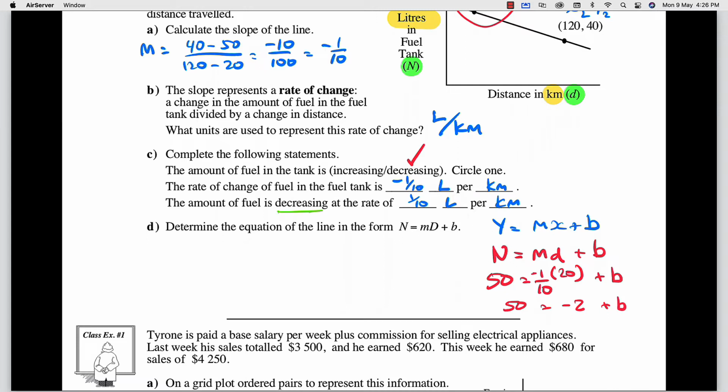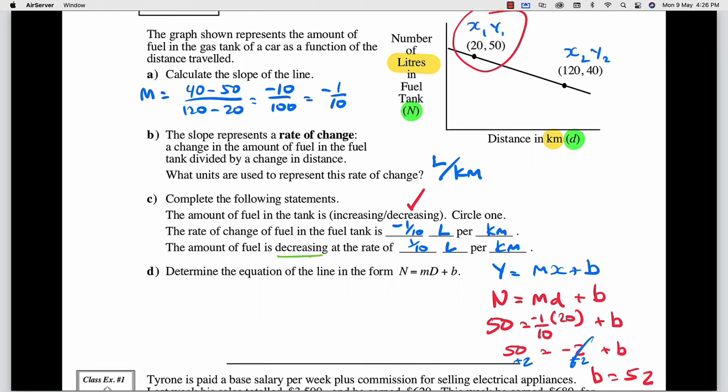And to isolate the b and solve for b, I'm going to add 2 to both sides, and I essentially cancel that, and I'm left with b equals 52. Okay, so it's starting at 52. That would be this point on the graph right there. So when y is 0, the b is going to be 52. So to create my equation, it's going to be n equals negative 1 over 10 d plus 52.